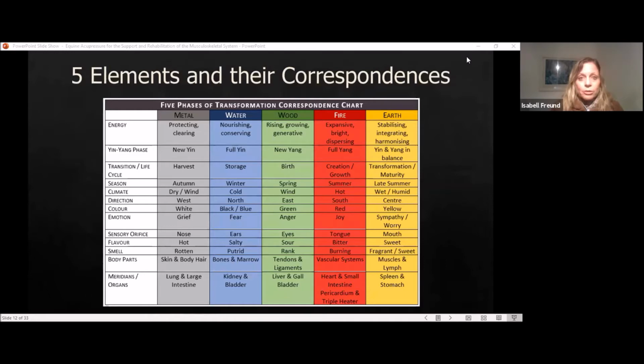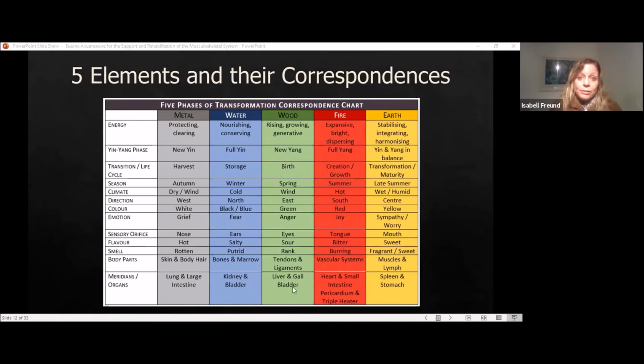Where it's relevant for us today with the musculoskeletal issues, we have the elements here: metal, water, wood, fire, and earth. And then we see this row here, the body parts. With the water, the kidney and the bladder, we have bones and marrow. Associated with wood, liver and gallbladder, we have tendons and ligaments. And then we have the earth, the spleen and the stomach, where we have the muscles and the lymph. Those 3 play a major part when it comes to musculoskeletal issues.